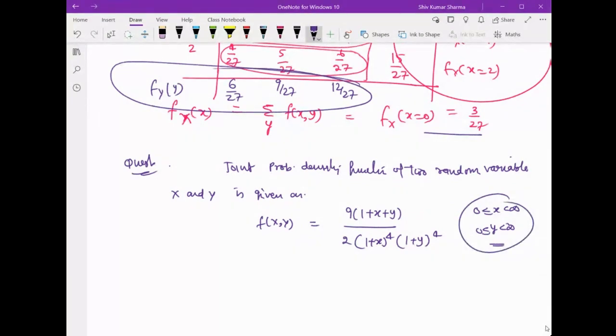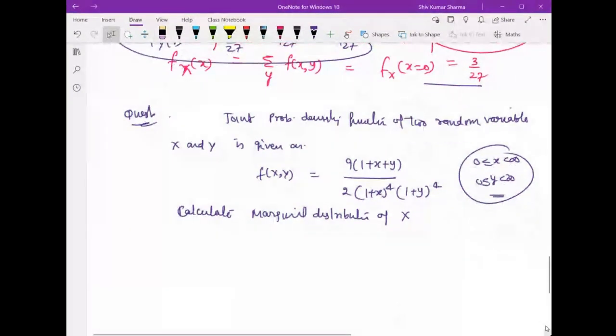So this is the continuous case. You can see the difference between discrete and continuous. In the continuous case, an interval is given, and in the discrete case the values are assigned. That means x has only the values 0, 1 or 2 in the series, and here is the interval. So calculate the marginal distribution of x.